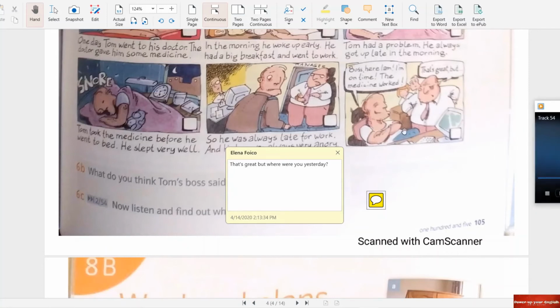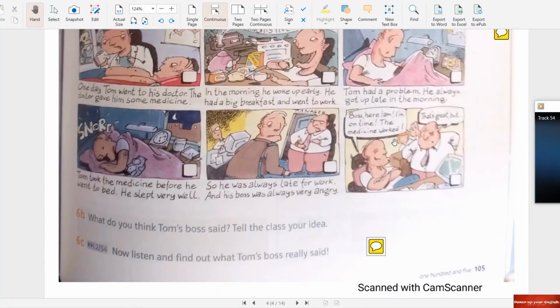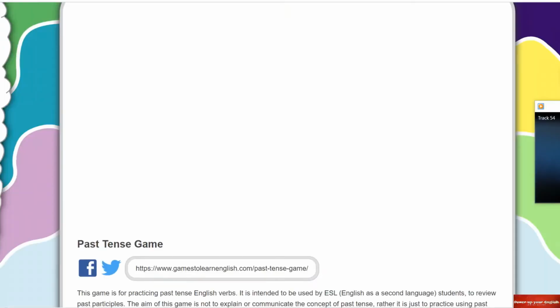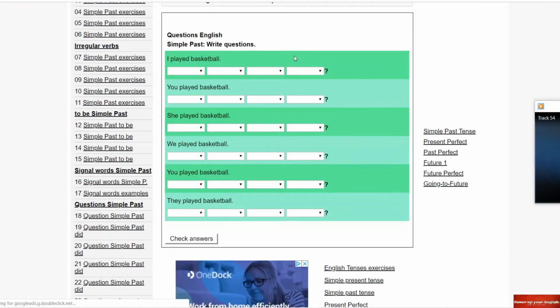Where were you yesterday? So, okay, this time he managed to get on time, but yesterday he was probably sleeping all day. So the medicine worked so well that he didn't wake up. He slept 48 hours. So he didn't go to work the day before. Very good. Now let's practice a little bit with our negative and questions. Actually, I've got 2 exercises for you. So we'll do one together and then I'll show you the others.